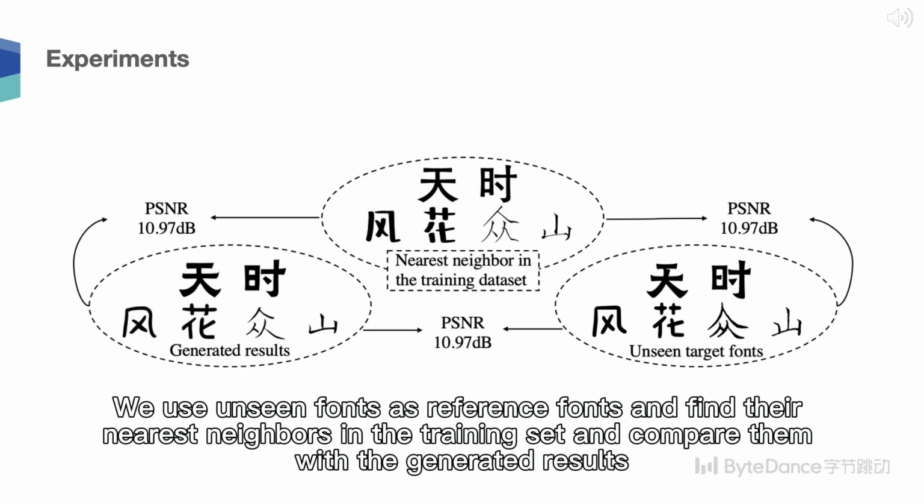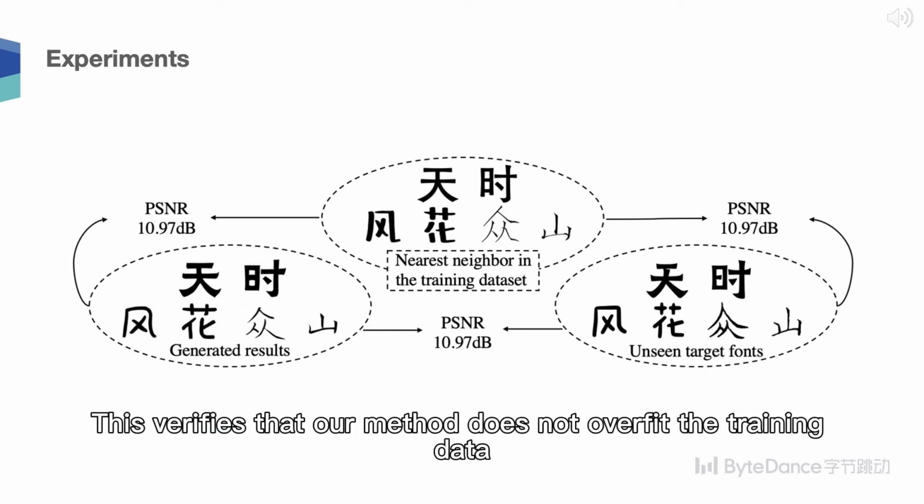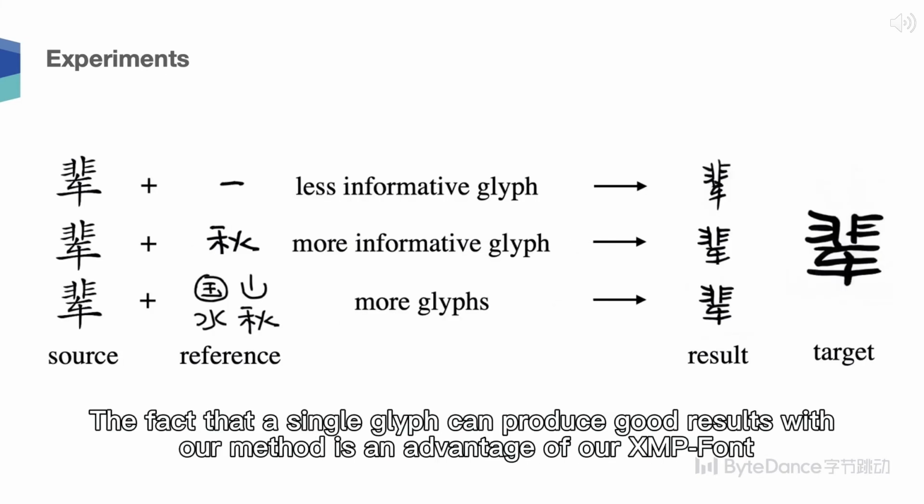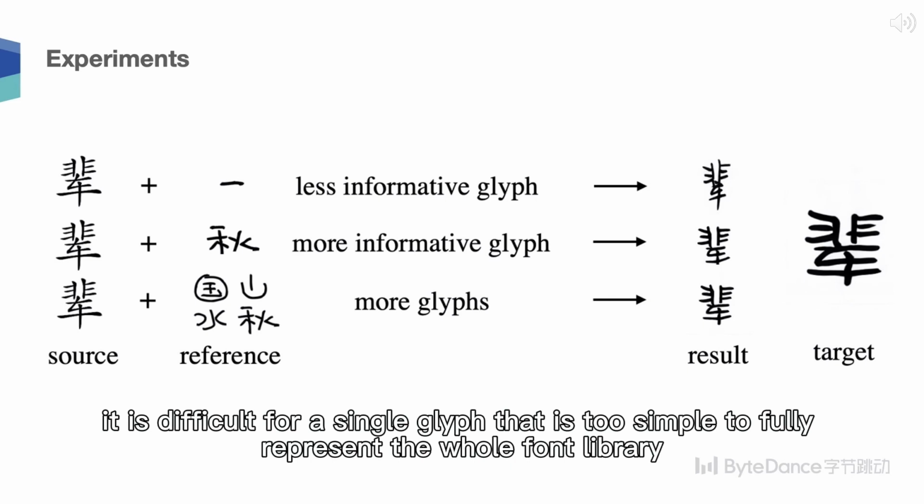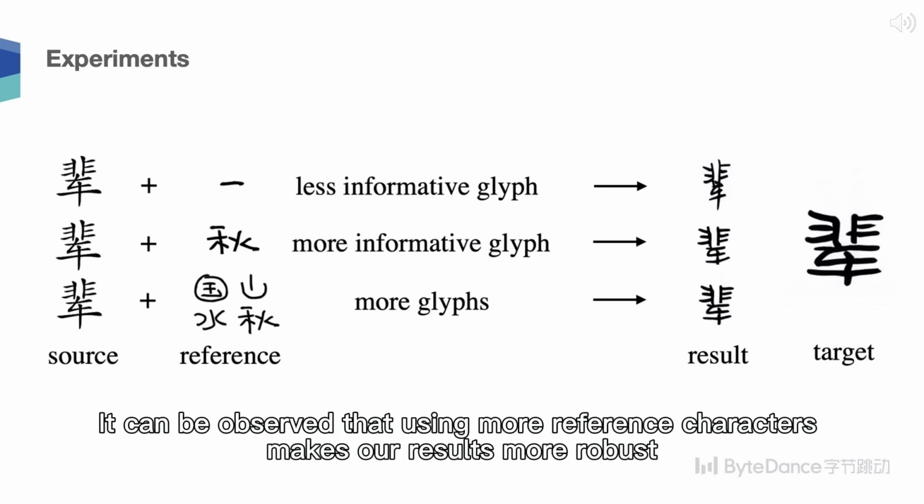We use unseen fonts as reference fonts and found their nearest neighbors in the training set, and compare them with the generated results. This verifies that our method does not overfit the training data. The fact that a single glyph can produce good results with our method is an advantage of our XMP-Font. Indeed, it is difficult for a single glyph that is too simple to fully represent the whole font library. It can be observed that using more reference characters makes our results more robust.